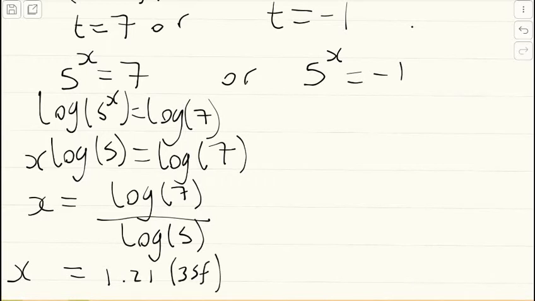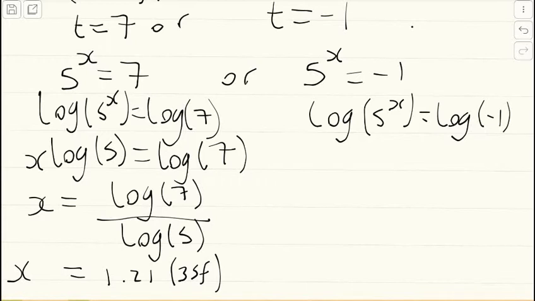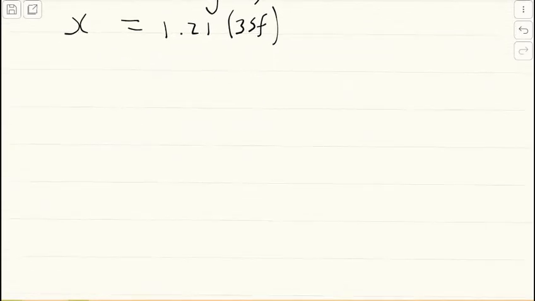Okay, and let's check the other side. 5 to the power of x is equal to minus 1. Let's take the logs of both sides. So we have log of 5 to the x equals log of minus 1. Now, there's a problem here. You can't have the log of a negative number. So actually what that tells us is 5 to the power of x cannot be equal to minus 1. Actually, from our section on exponentials, we should already know that 5 to the power of x is always greater than 0. Okay, so actually we've only got one solution for this one, and that is this one here.